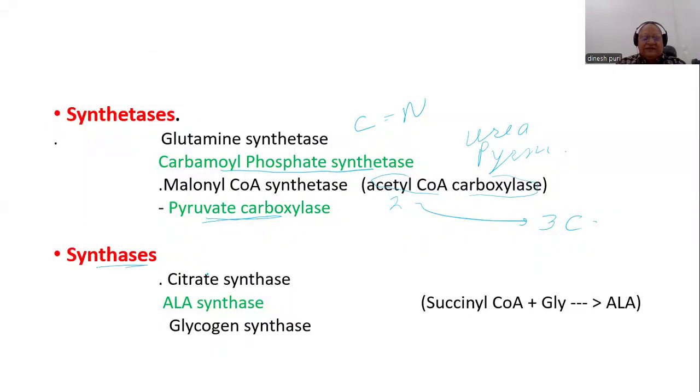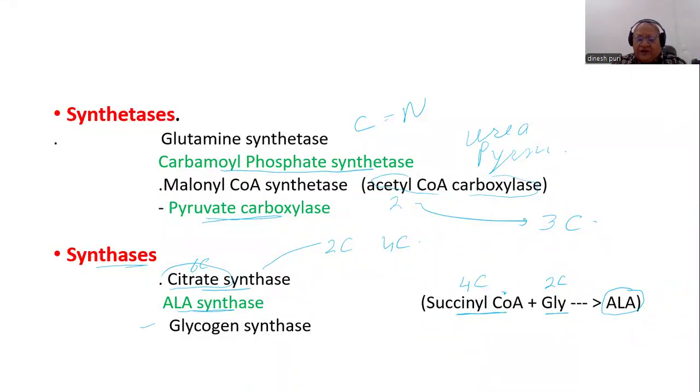What about synthase? Citrate synthase we have just seen. It requires acetyl coenzyme A 2-carbon plus 4-carbon oxaloacetate to give rise to 6-carbon citrate. ALA synthase. This is an important enzyme of heme synthesis. यह 4-कार्बन सक्सिनाइल कोएंजाइम ए को कंडेंस करता है 2-कार्बन ग्लाइसिन. Glycine, the smallest amino acid, succinyl coenzyme A, an important TCA intermediate, to give rise to ALA, aminolevulinic acid.